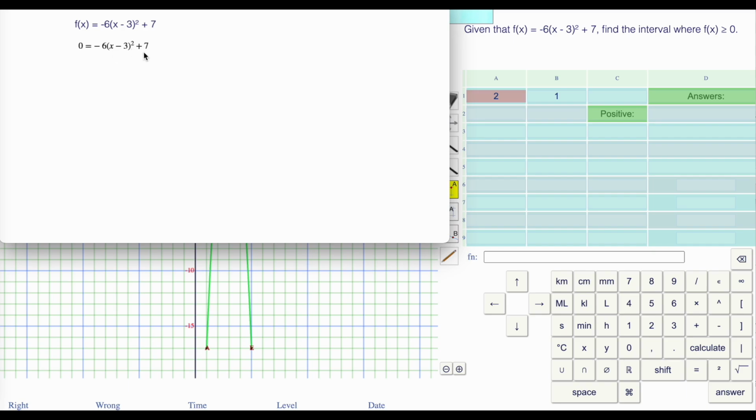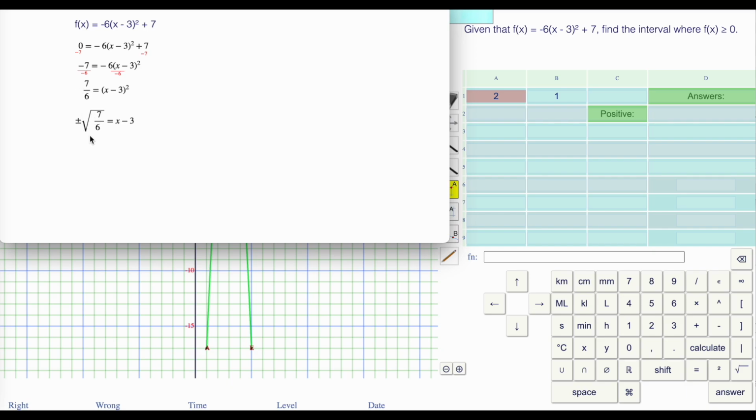I want to get rid of that 7, so I'm going to subtract 7 from both sides. We have negative 7 is equal to negative 6 times (x minus 3) all squared. Divide both sides by negative 6 to get rid of this negative 6, that's multiplying the bracket. A negative divided by negative is positive. We get 7/6 is equal to (x minus 3) all squared. Now to get rid of this squared, I'm going to take the square root of both sides, but when you do, you have to put a plus or minus.